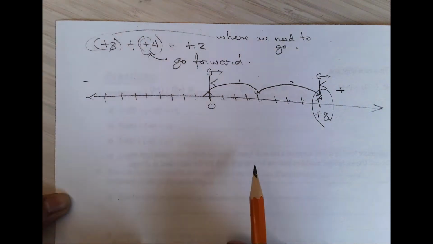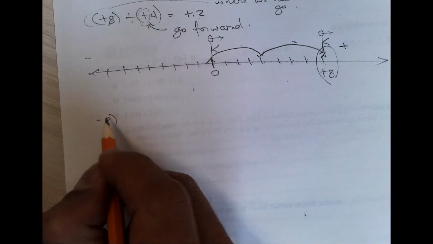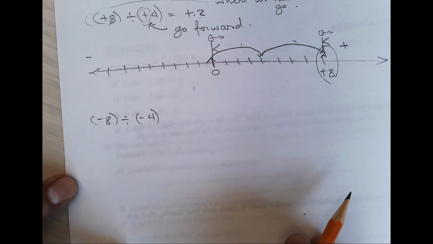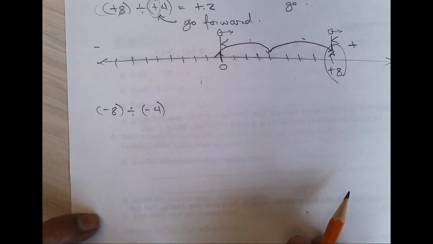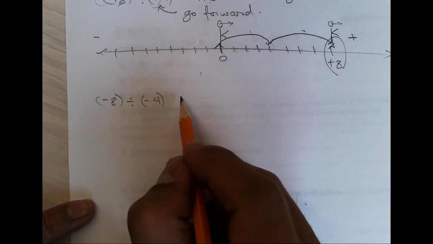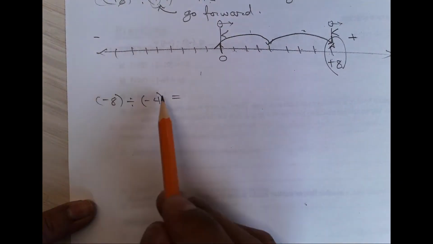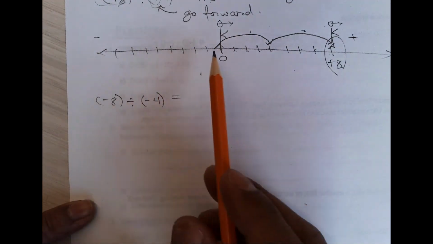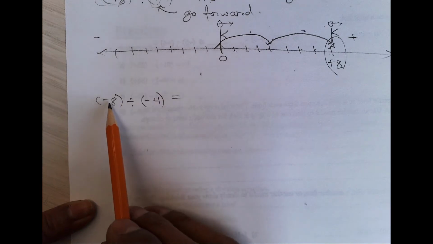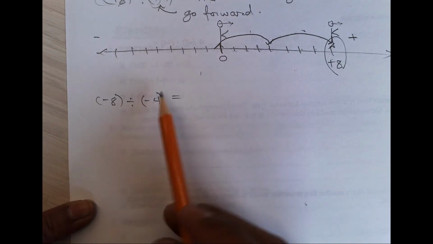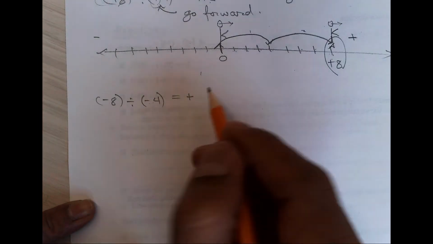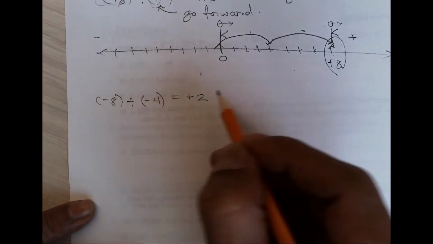How about this one? Negative 8 divided by negative 4. Already some of you can probably see the answer to this. You can do that right away if you want, but if it's asking you to model the number line, then you have to include a number line as well. Negative 8 divided by negative 4: a negative divided by a negative is a positive, and 8 divided by 4 is 2.